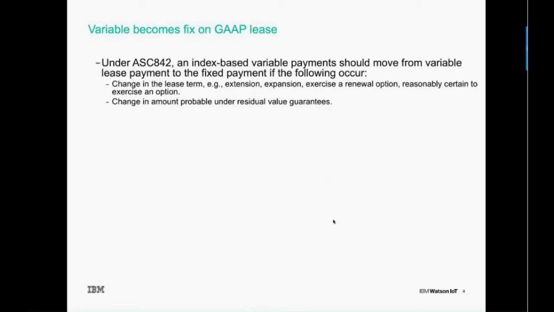So the variable becomes fixed payment on the GAAP lease under ASC 842. An index-based variable payment should move from variable lease payment to fixed payment if the following occurred: when you have a change in the lease term, for example an extension, expansion, or exercise of a renewal option, or you are reasonably certain to exercise an option, or you have a change in amount probable under the residual value guarantees.